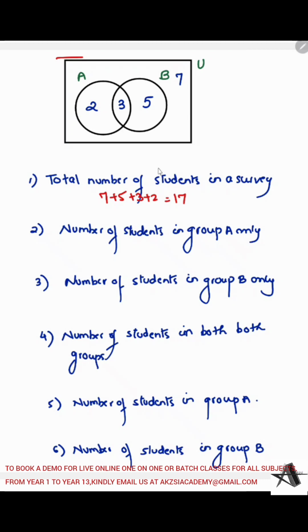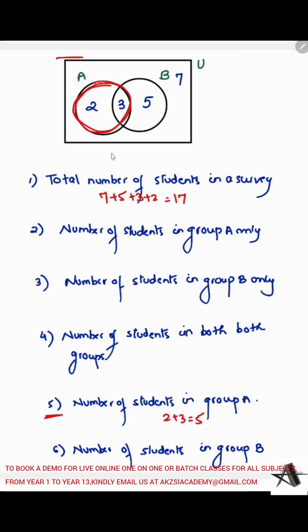Now, number of students in group A. A represents this circle. This whole complete circle represents A. But there is an important thing. If they are asking the number of students in group A, like in this question, these are 2 plus 3, that is 5. Keep that in mind for group A.